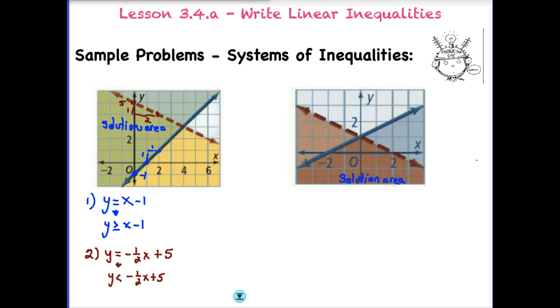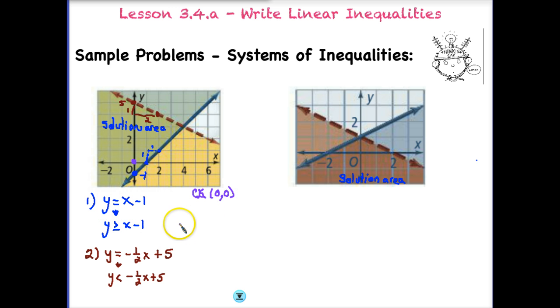Okay, our final step here is that we always want to check our solution. So let's do a quick check. Let's pick a point in the solution area, and notice we labeled our solution area. So I'm going to pick an easy point. I'm going to pick right here. That happens to be in the solution area, so I'm going to check the point 0, 0 in both equations.